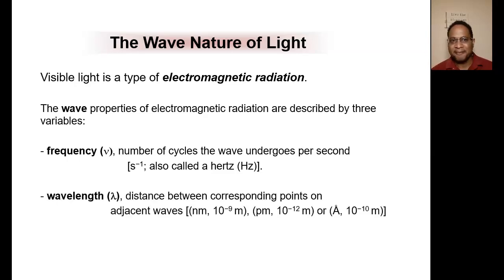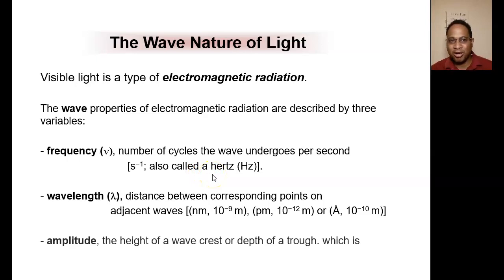You guessed it. It's wavelength. So wavelength, the Greek that's given for that is lambda, and that's a distance between corresponding points on adjacent waves. And the units for that is in nanometers, which is 10 to the minus 9 meters, could be in picometers, 10 to the minus 12, or in angstrom, 10 to the minus 10 meters. So I want you guys to be aware of different units, just know the conversions from, say, nanometers to meters, picometers to meters, angstrom to meters. For frequency, the units is in per second, or otherwise called hertz, you know, like the rental car Hertz.